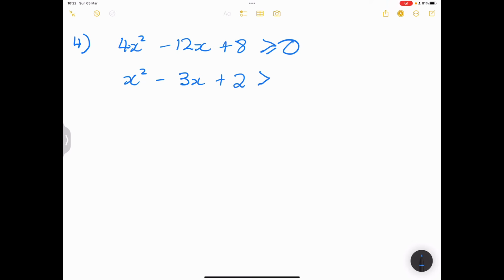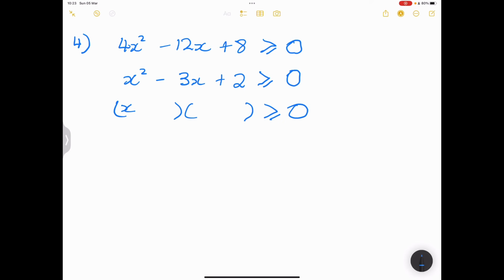In this case, remember, we didn't divide by a negative number this time. We divided by a positive, so the inequality stays as greater than or equal to 0. Remember, if we divide 0 by anything, it still remains 0. That's why the right-hand side doesn't change, but it doesn't mean that we didn't divide it. Then we factorize again, so we're going to have that greater than or equal to 0.